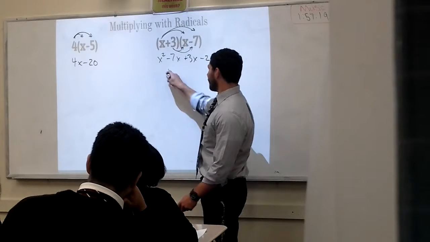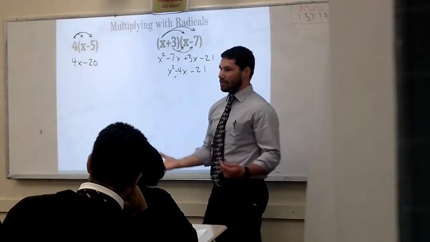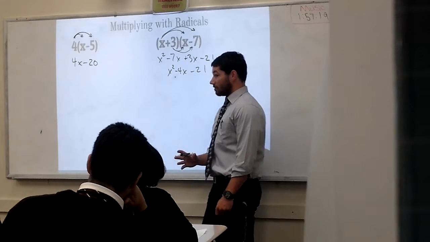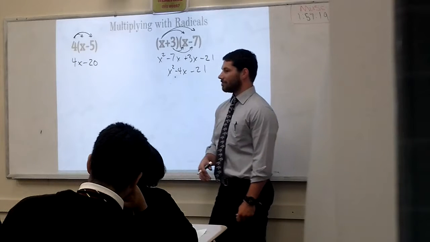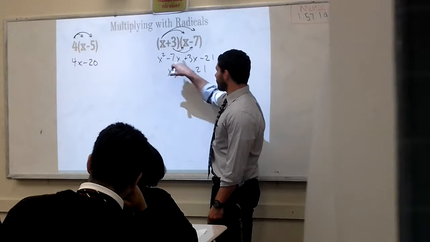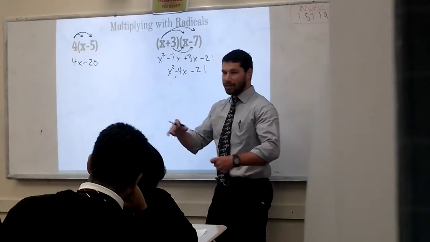Alright, combining like terms, we get x squared minus 4x minus 21. And that's easy, right? We combine these two guys. Did I lose you? Got it? The negative 4. Okay, minus 7x plus 3x, minus 4. Cool? Alright, so everyone's good there?